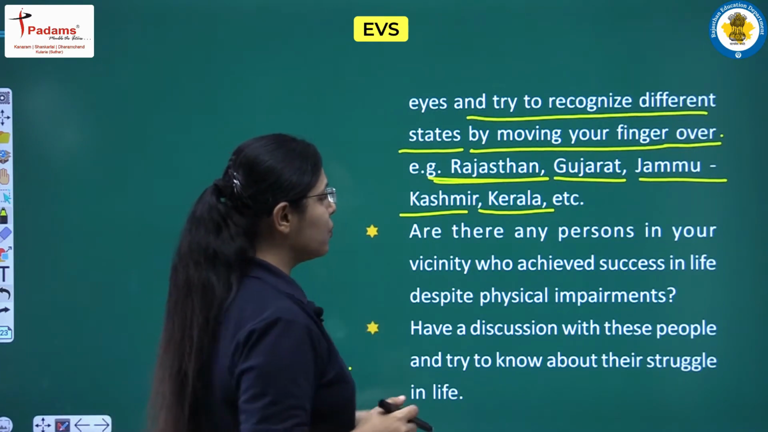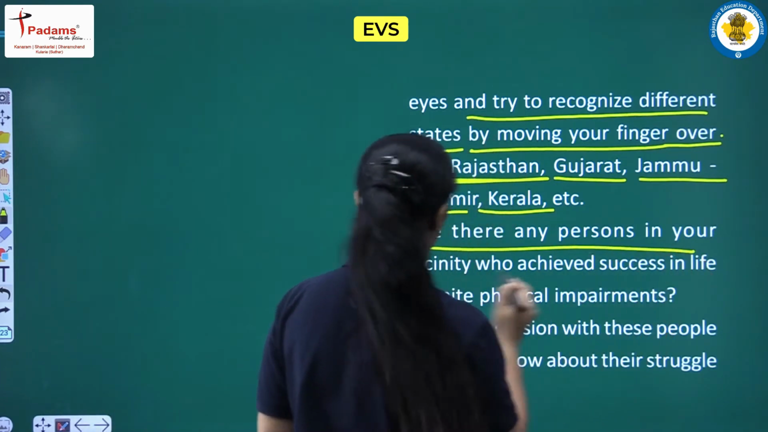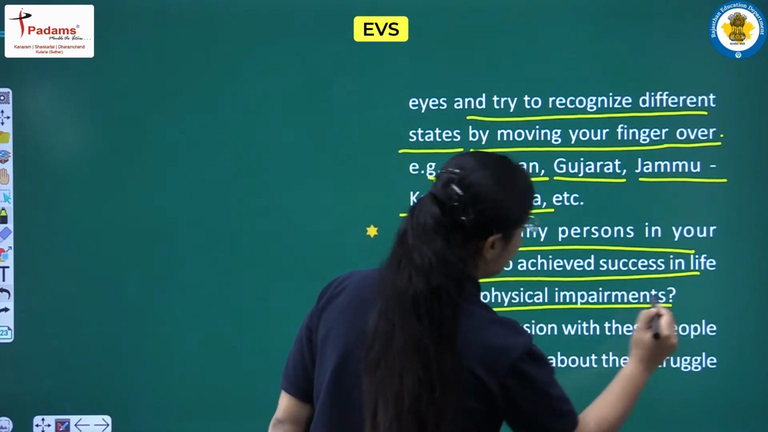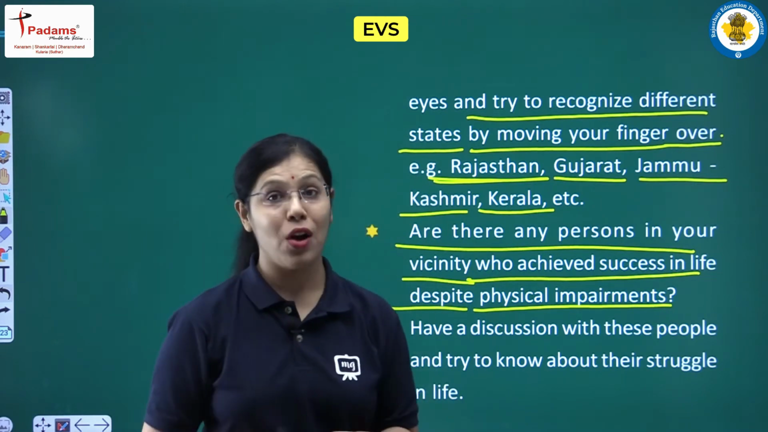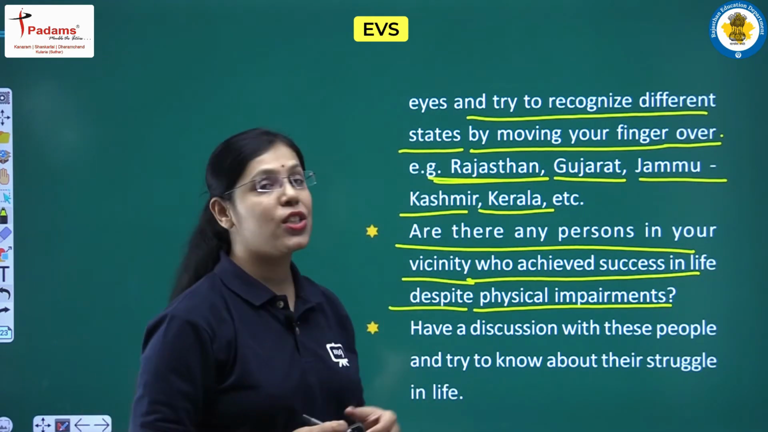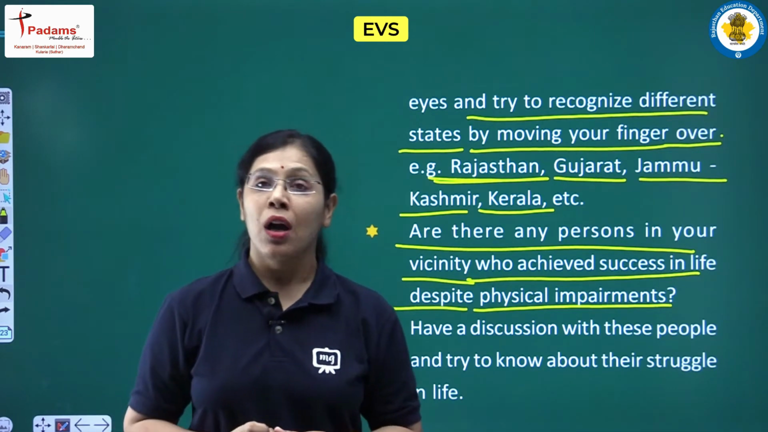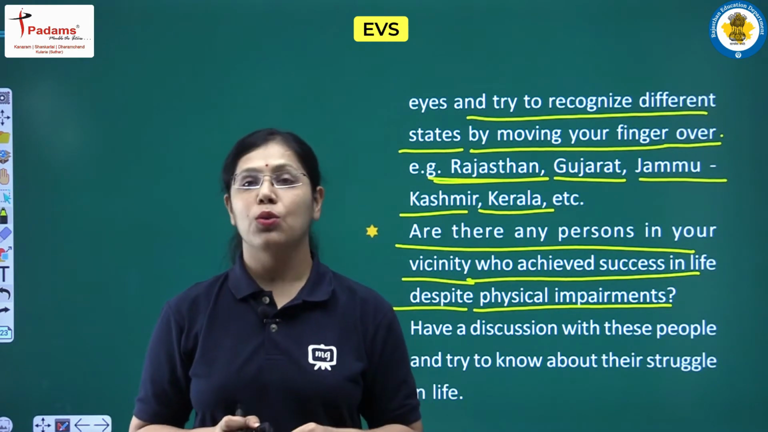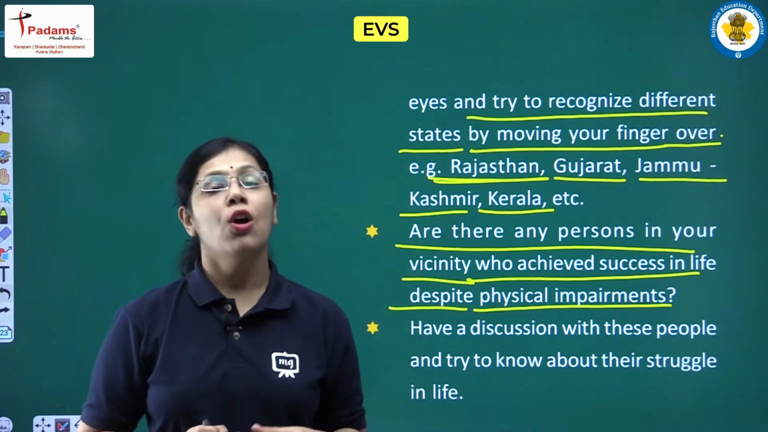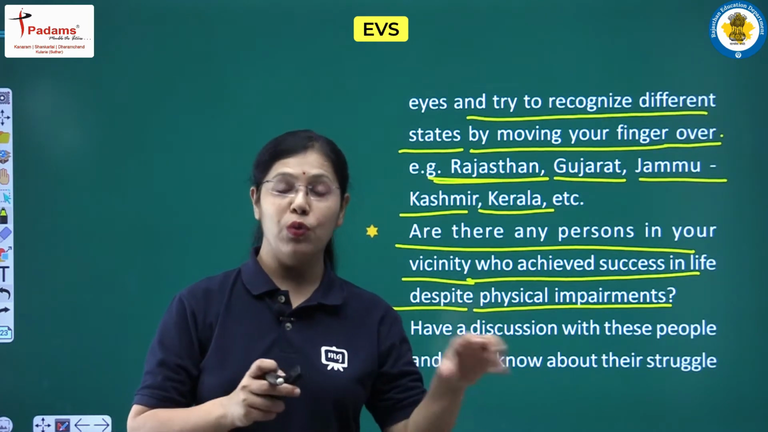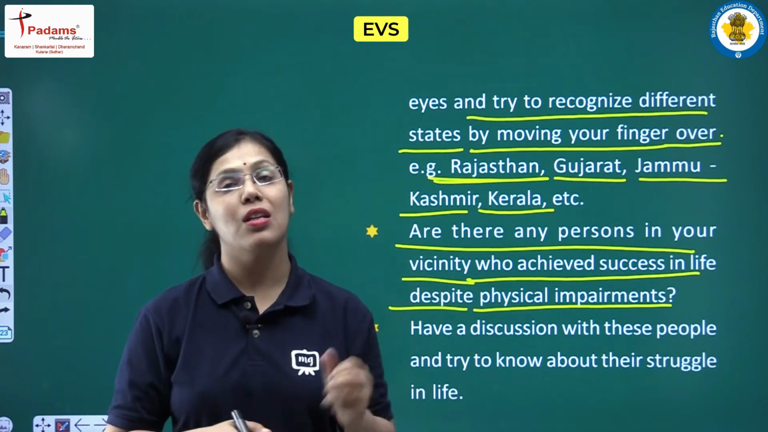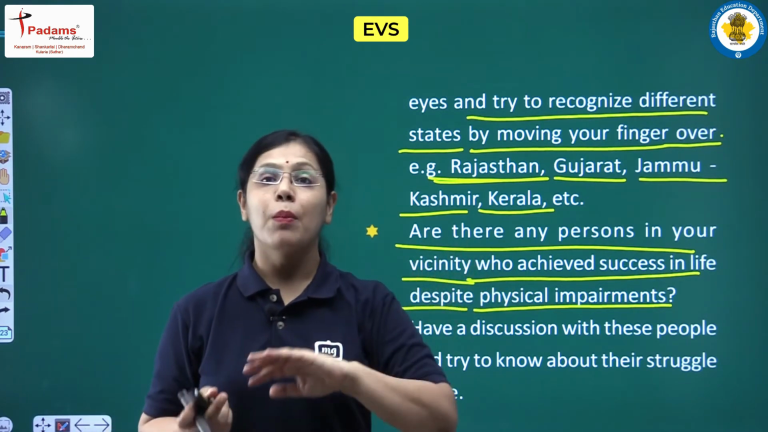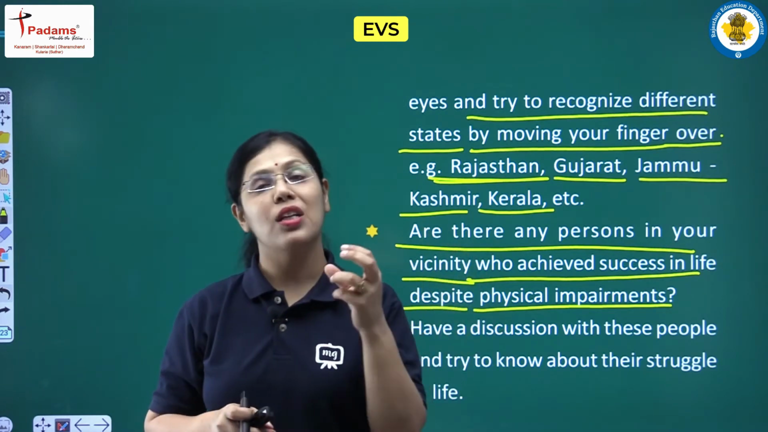And the next thing you have to do, are there any persons in your vicinity who achieve success in life despite physical impairments? So you have to search for such people who have achieved success despite some impairments, like a person who is not able to see, a person who is not able to speak or hear, or a person who is not able to move, a person who is having some problem in his or her hand. So a person who is having any kind of physical impairment but he or she got success with his efforts.